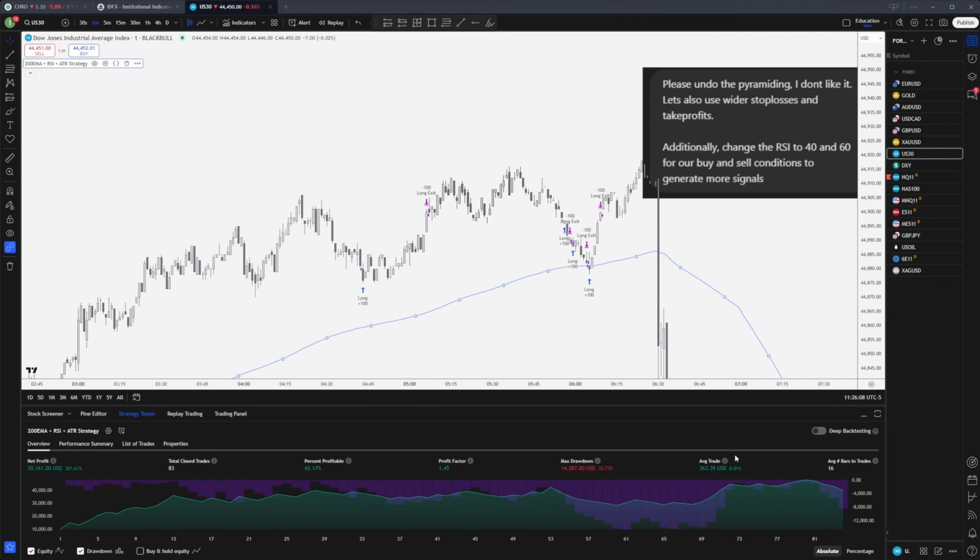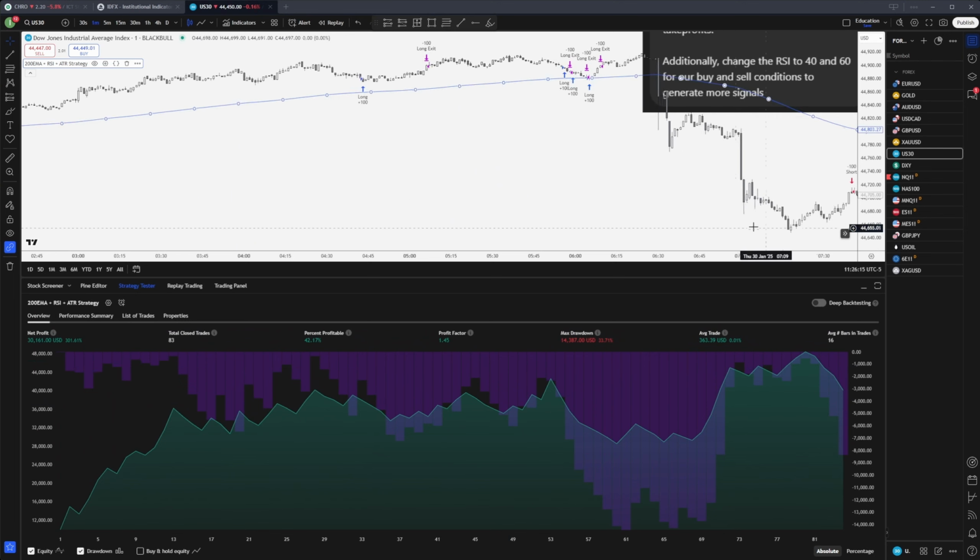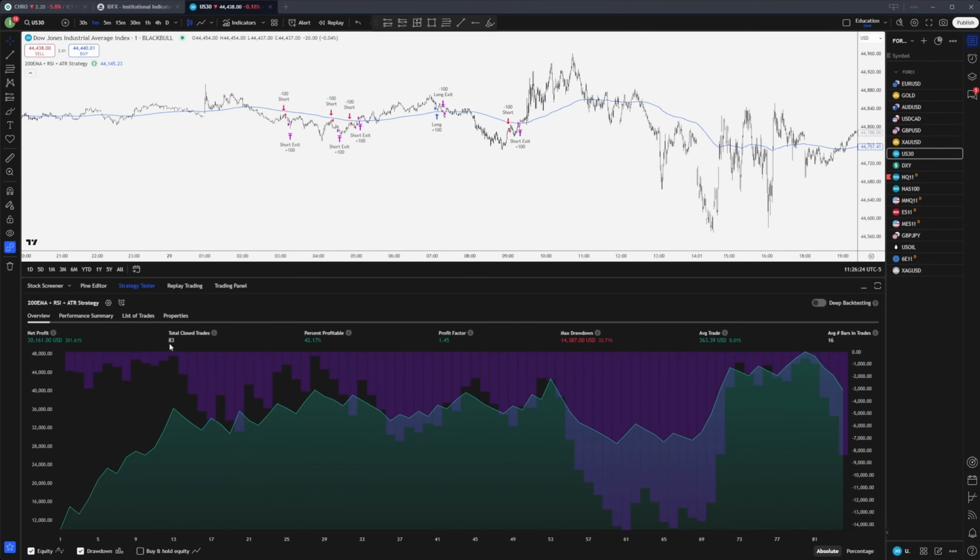All right, so let's go to the strategy tester and let's see how it is doing. And as you can see, this is already starting to look a lot better, isn't it? We have executed a total of 83 trades. 42% of those were profitable. We had a profit factor of 1.45. So this doesn't really match up with that 1-to-2 risk to reward ratio, but that doesn't really matter.